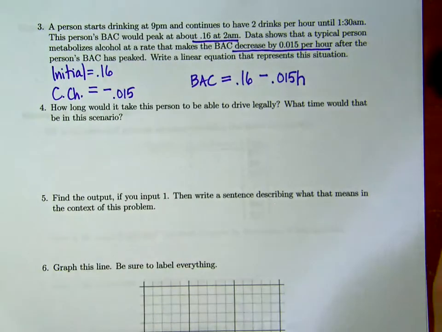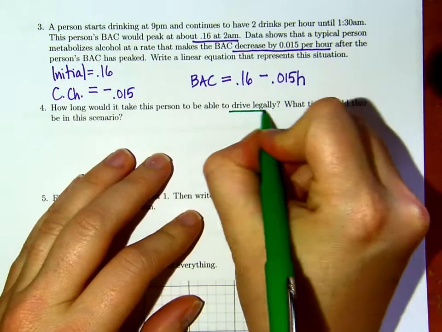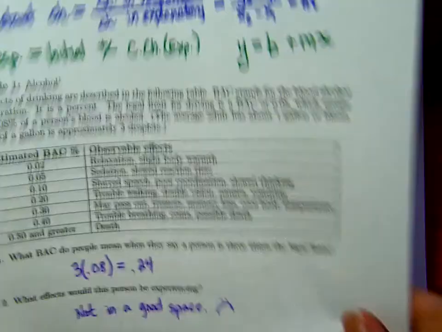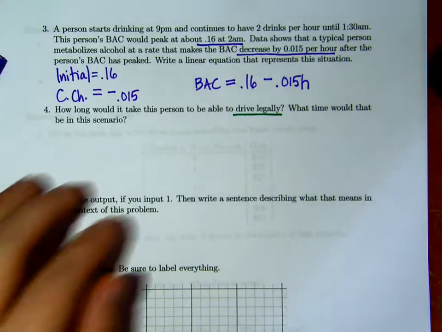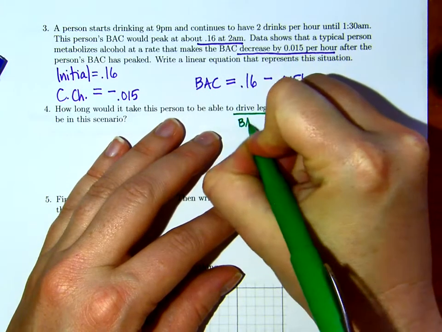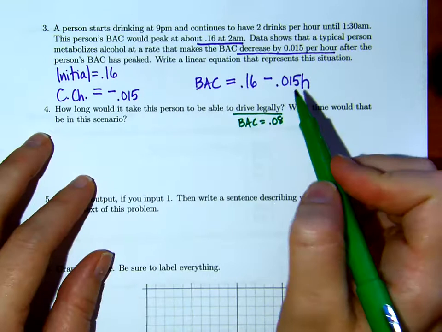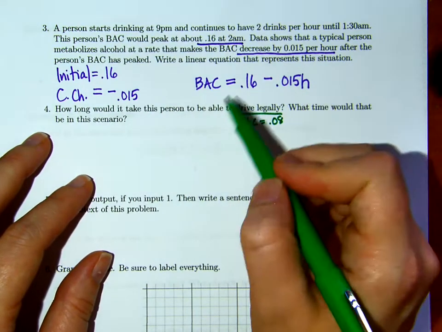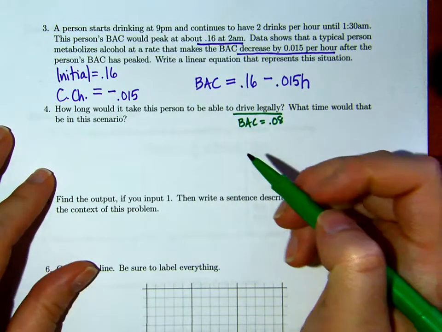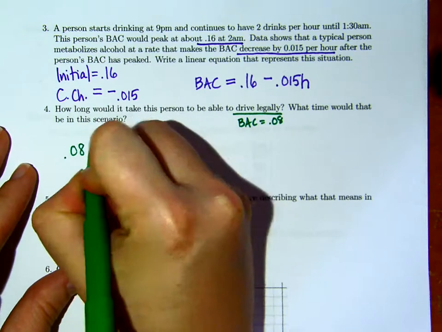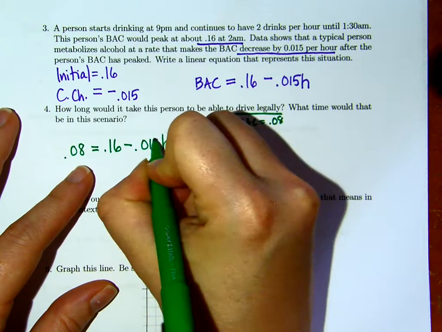Got it. How long would it take this person to be able to drive legally? Okay, I have to go back because I don't memorize these things. 0.08 is the legal limit. Okay, so that is a blood alcohol concentration of 0.08. So I look up to this equation and I think, am I putting something in for hours or am I putting in something for the blood alcohol concentration? And it gave us the blood alcohol concentration. So 0.08 is equal to 0.16 minus 0.015, however many h's go by.